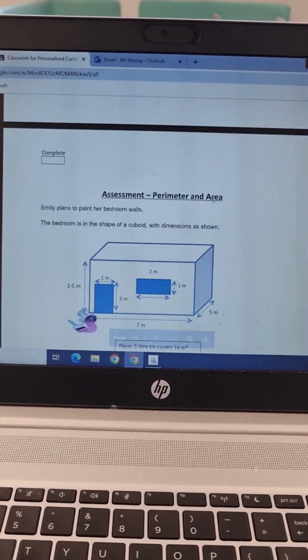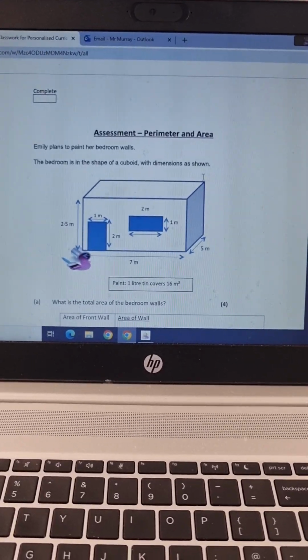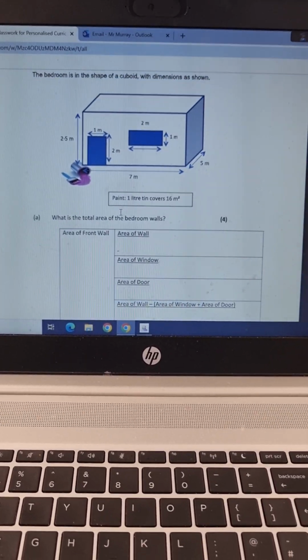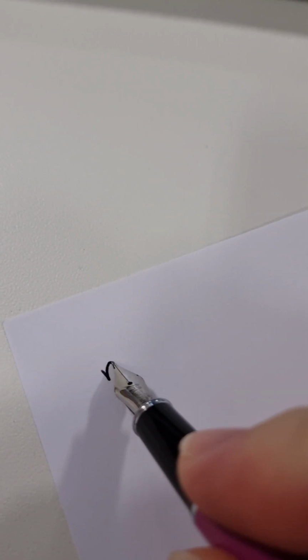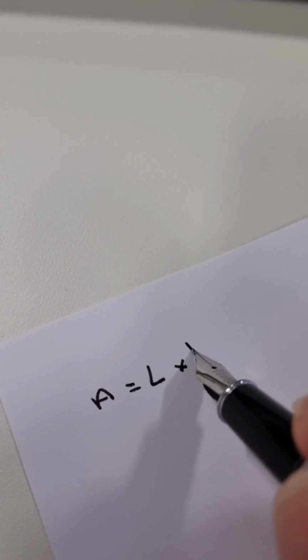Now on to our second part of the assessment, we have got this house here. It says Emily plans to paint her bedroom walls. The bedroom is the shape of a cuboid with the dimensions shown below. So this is an area question. So for area, it is simply, in this case, the length times the height.